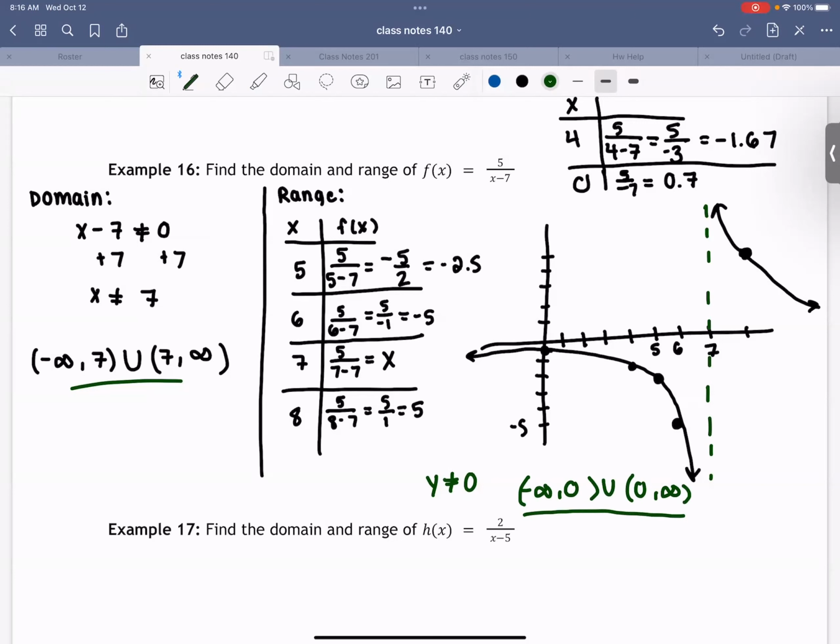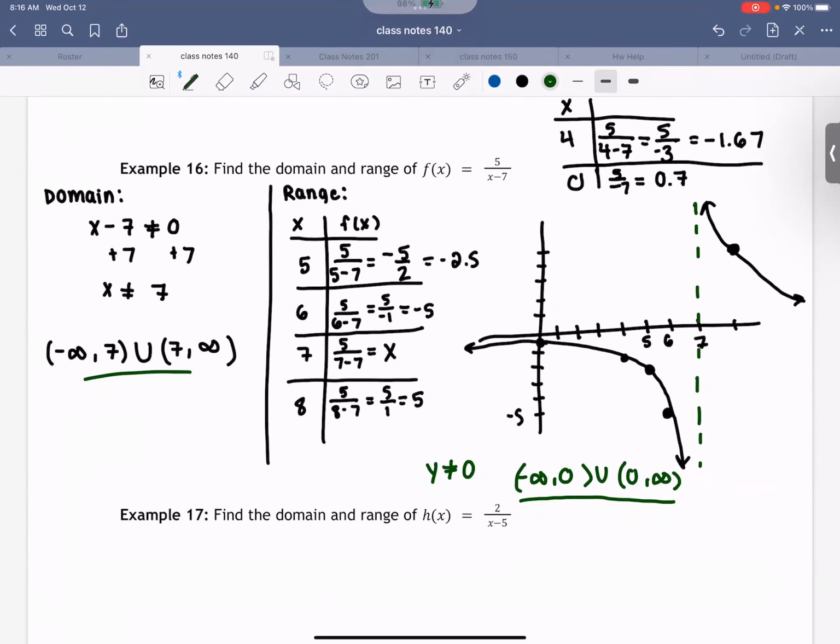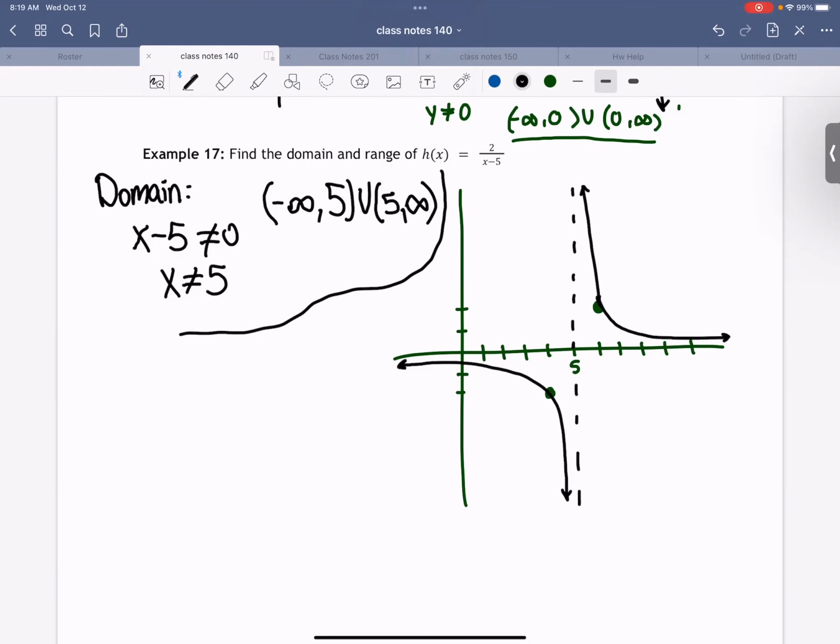Any questions on what I've just done here? If the range was a little confusing, I wouldn't get too upset about it. I'm probably not going to ask you on range. Definitely know how to find the domain though. So I'm going to give you a couple minutes to work on example number 17. We'll work on that for a little bit and we'll come back in a tiny bit.